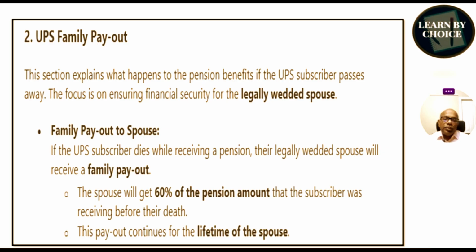So what's the family payout under UPS? This is allowed for the legally wedded spouse of the UPS subscriber. If the UPS subscriber dies while receiving the pension, then the legally wedded spouse will be eligible for the family payout. The spouse will be eligible for 60% of the pension amount drawn by the UPS subscriber at the time of his death. So if the pension of the UPS subscriber is 10,000 rupees, then the legally wedded spouse will get 6,000 rupees as a pension along with the DA. This payout for the spouse is allowed for a lifetime.